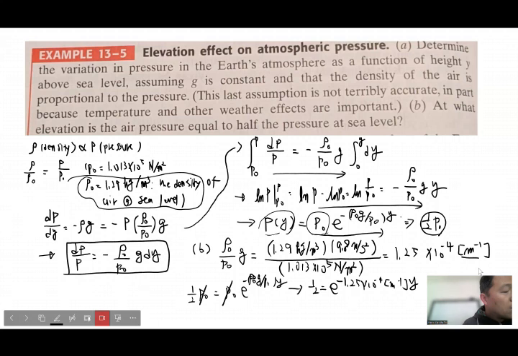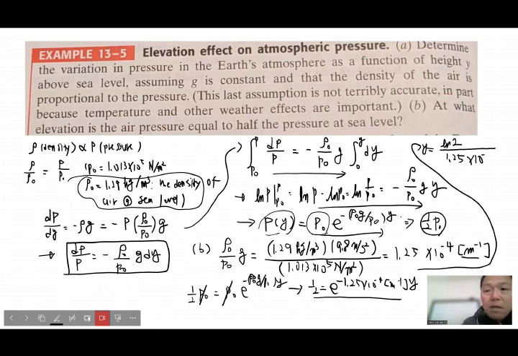Now we want to find y out of this formula. From that, y should be the natural log of 2 over 1.25 times 10 to the minus 4 inverse meter. That is 5,550 meters. So when you reach the height of 5,550 meters, the pressure becomes half of the pressure at sea level.